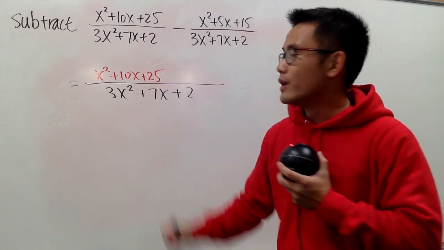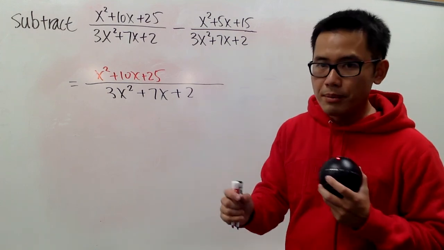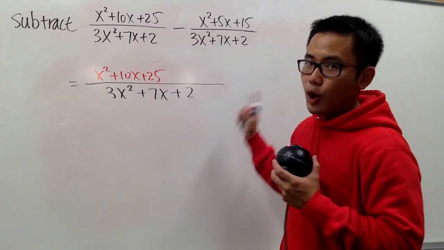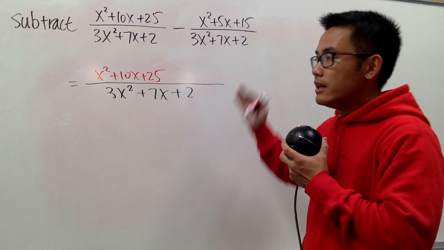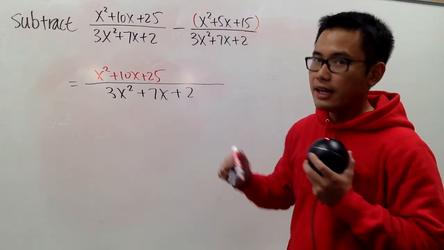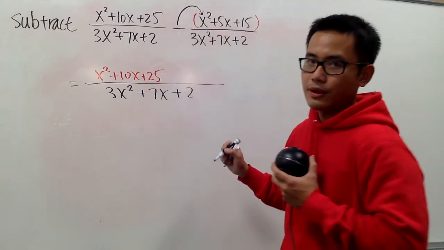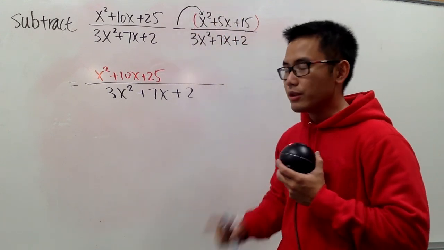Here, we have to be careful. When we are subtracting another rational expression, remember, on the top, there's always that invisible parentheses. In this case, let's put that down right here, because I will have to take the negative sign and then multiply in, right?